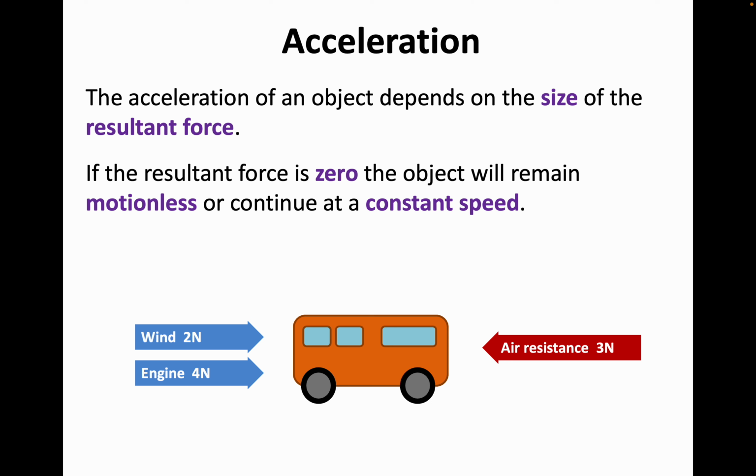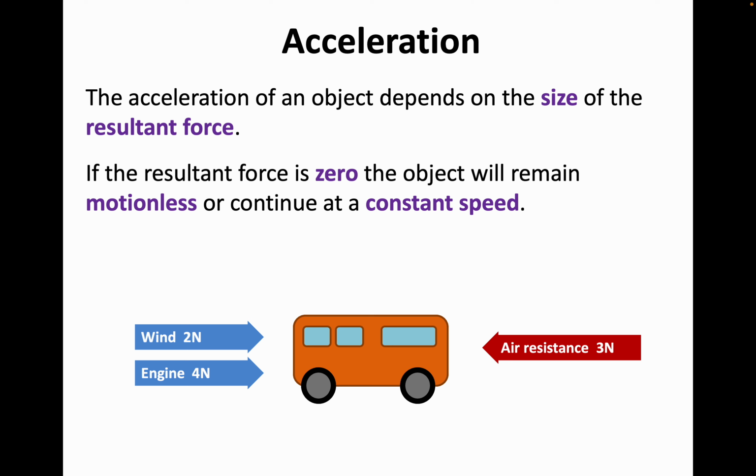So here you see the orange bus. You've got the engine and wind pushing it 6 newtons to the right, and air resistance slowing it down with a force of 3 newtons. The arrows have not been drawn to scale here. If the resultant force is 0, the object will remain motionless or continue at constant speed, like we showed you in the space example. When the resultant force is 0, the acceleration is 0. When the resultant force is not 0, there is a non-zero acceleration.